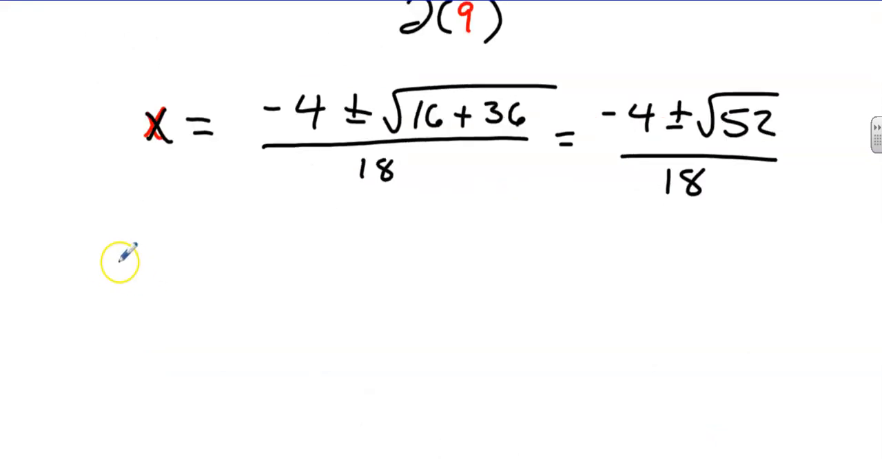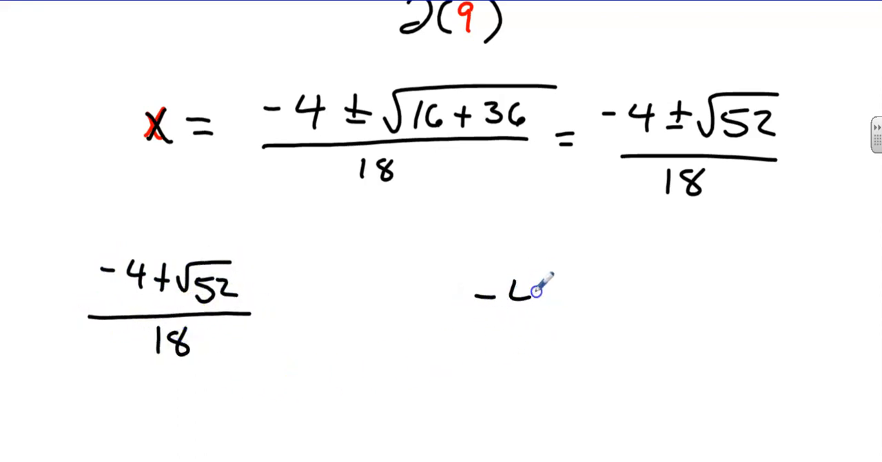Okay, and from there, just go ahead and do those two things. We're going to do negative 4 plus the square root of 52 divided by 18, and we're going to do negative 4 minus the square root of 52 divided by 18. And from there, it just becomes a calculator practice problem. Square root of 52, and again, if you ignore the bottom part for a minute, just go ahead and do negative 4 plus the square root of 52 on whatever calculator you have.